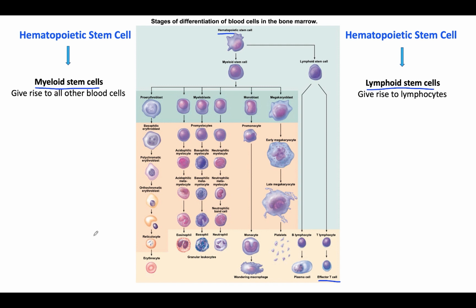Myeloid stem cell produces all other formed elements except lymphocyte. So erythrocyte, leukocyte, monocyte, megakaryocyte are generated from myeloid stem cell line.